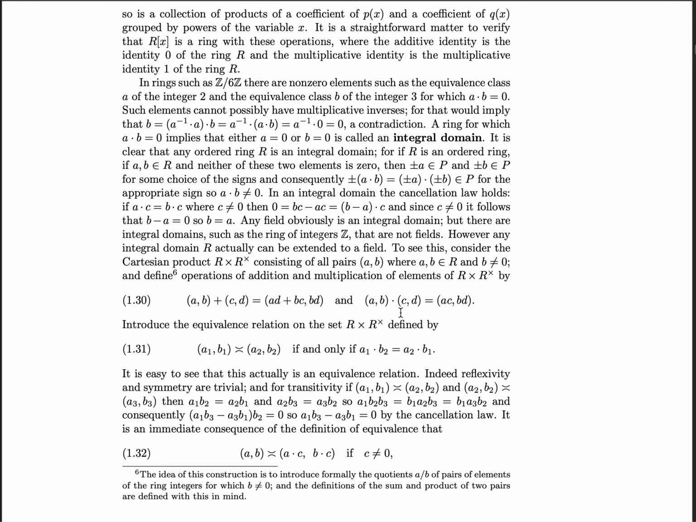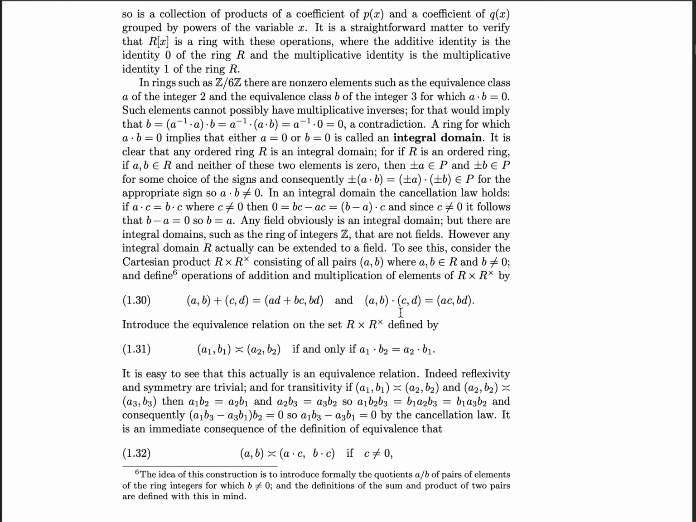An integral domain satisfies the cancellation law, i.e. if a times c equals b times c, where c does not equal 0, then you can write that 0 is equal to bc minus ac, which is equal to (b minus a) times c, and since c is non-zero, it follows that b minus a is 0, so b equals a. It's fairly clear that any field must be an integral domain, because fields have inverses with respect to multiplication. However, there are integral domains, such as the ring of integers Z, that are not fields.